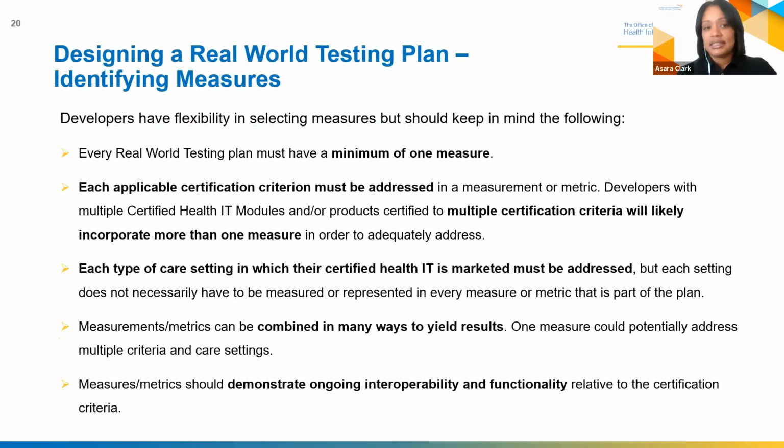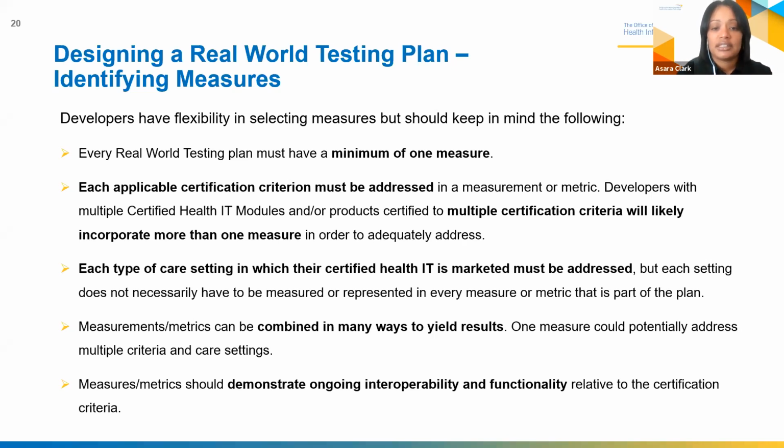All right. So when you're identifying measures for real world testing, developers have flexibility in selecting measures. Again, developers have full flexibility in how they're going to approach real world testing. And so you should keep in mind some things. Again, this webinar is just to help guide your thinking and how to make sure you don't have a lot of confusion around how to meet these requirements. But just keep in mind that every real world testing plan must have at least one measure, a minimum of one measure, okay? Now, this measure has to address all of the applicable certification criteria, but it has to have at least one, all right?